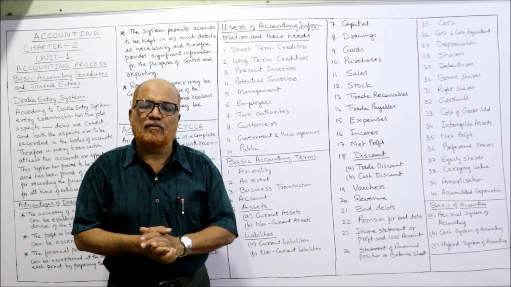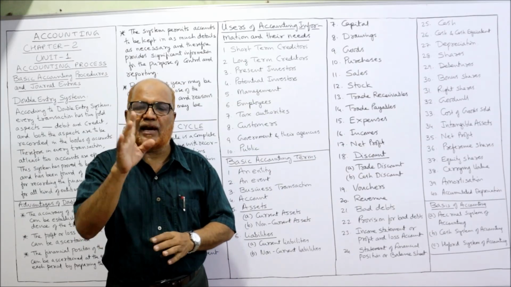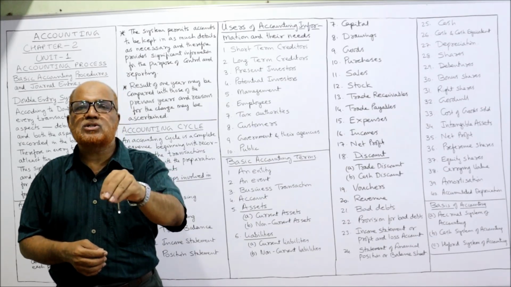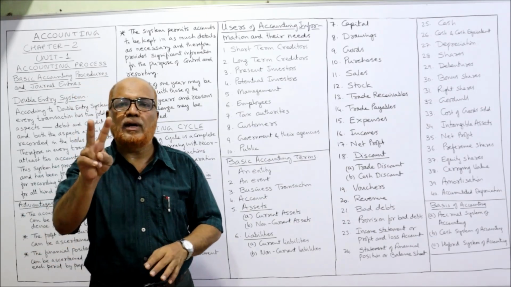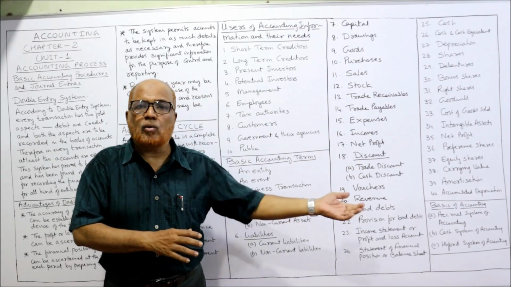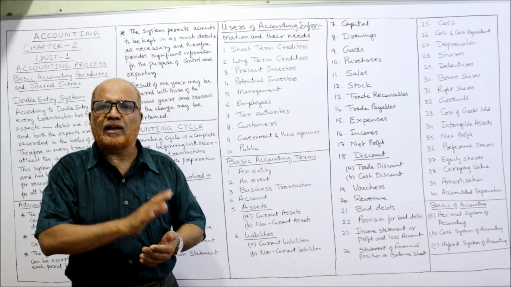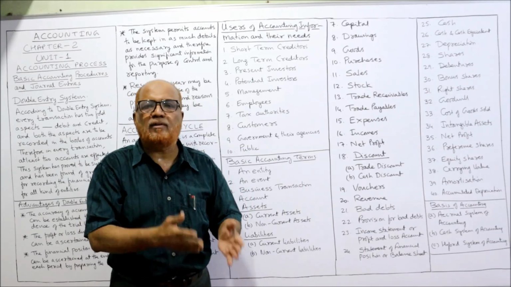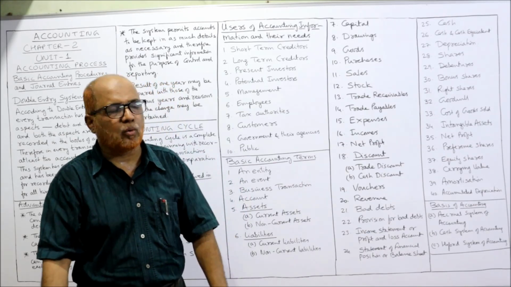Example, in 1 year we have earned commission of 1 lakh rupees. But out of 1 lakh rupees commission, 80,000 we have received, and 20,000 we have earned but not received. So the accrual system says take the complete 1 lakh. Whether we have received or not received, completely we have to take 1 lakh according to the accrual system.